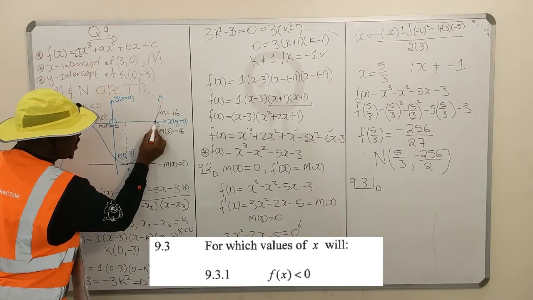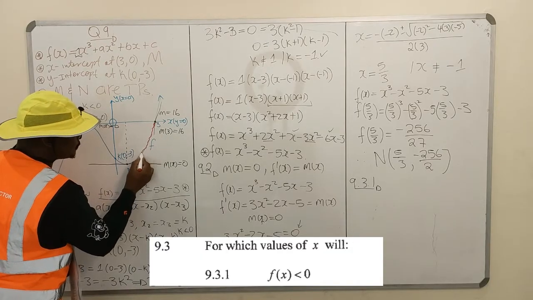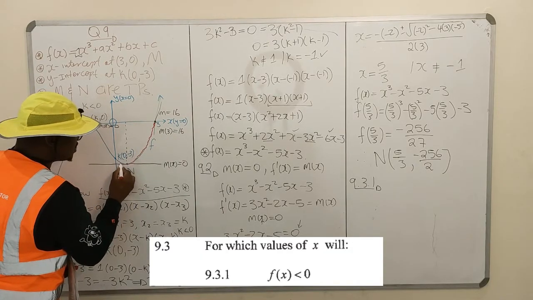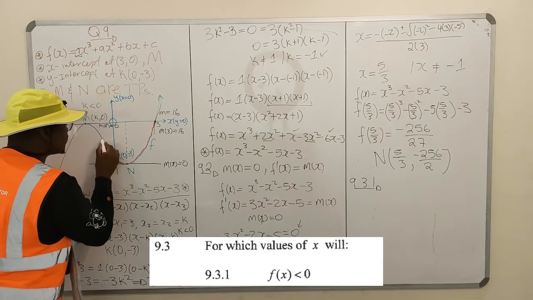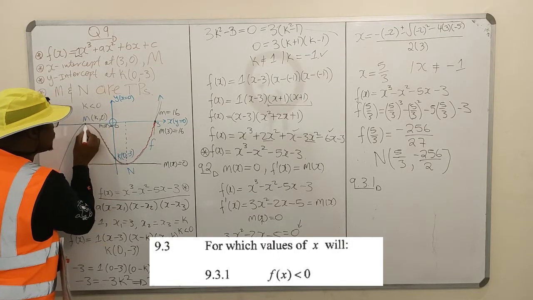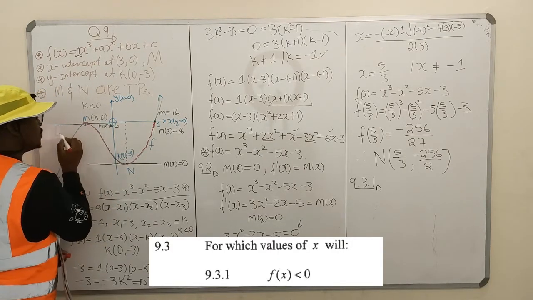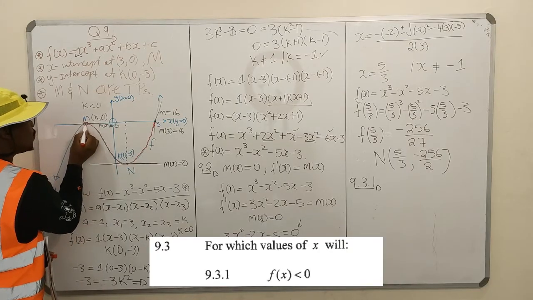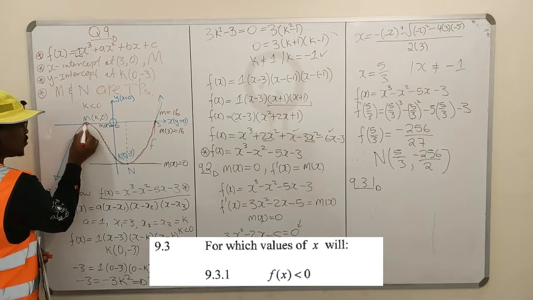Here, it's 0. After this point, it's negative. It's negative because it's below, even here. It's below the x-axis. But here, it's 0, so you can't say it's negative at this point. It's not positive either. It's 0 here.